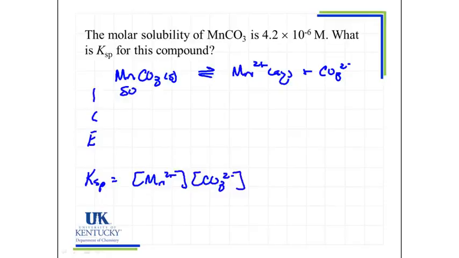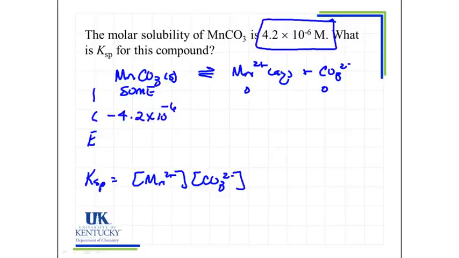We are going to dump some of the solid into our water. Before anything happens, we don't have any of those ions present. Now here's where it varies. We could put minus S here, but we know what the solubility is. Remember, S stands for the molar solubility, and that was given to me. So I know how much of this is dissolving. Not very much, but some is dissolving, that quantity.